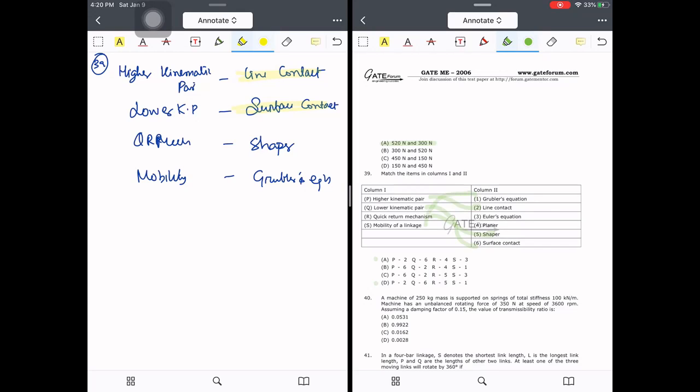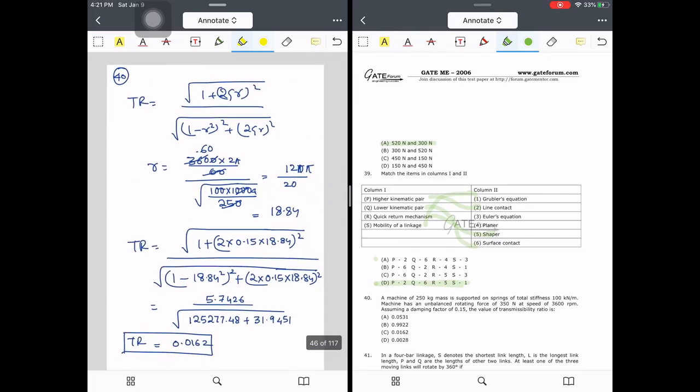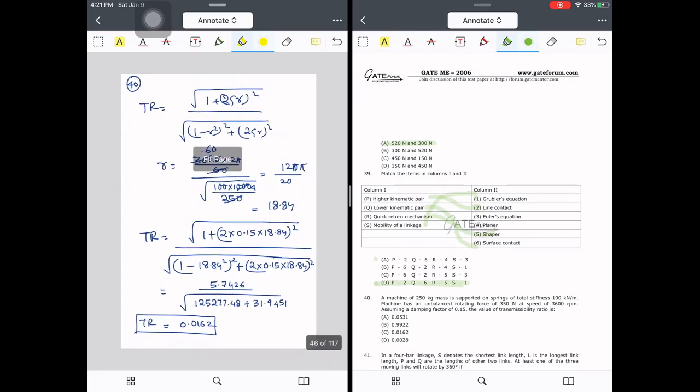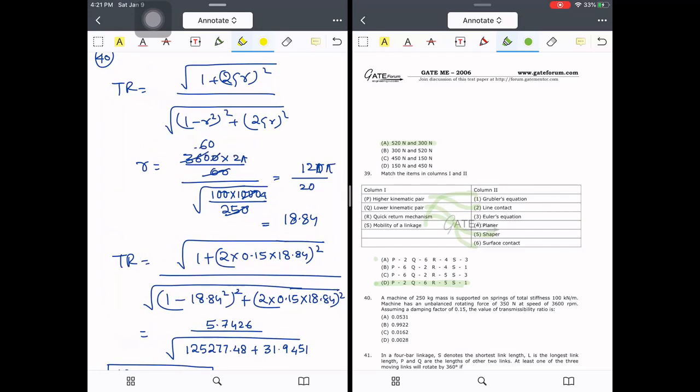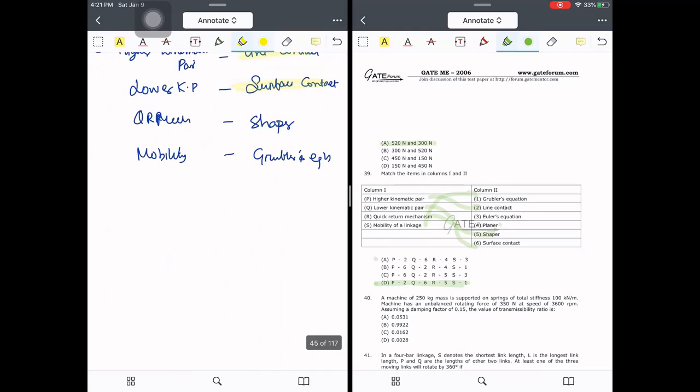Quick return mechanism, shaper mechanism. Mobility of the linkage, Grubler's criteria. Option D.